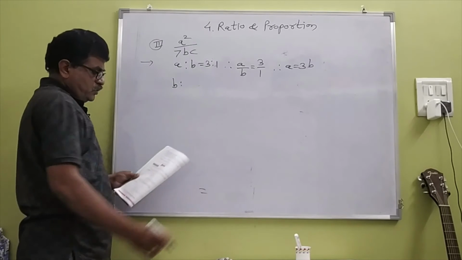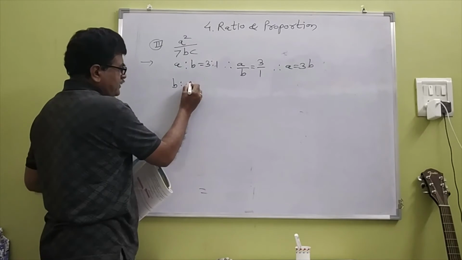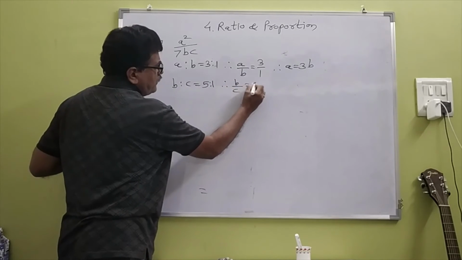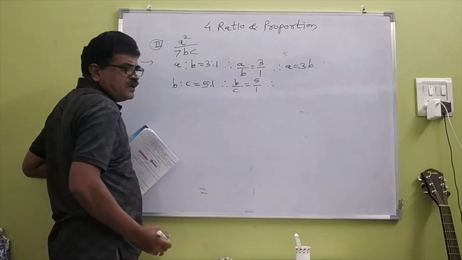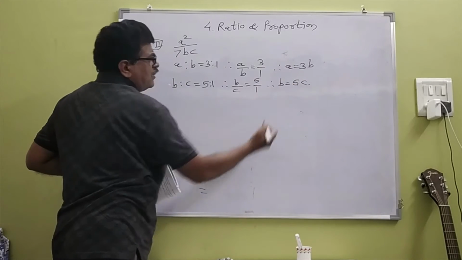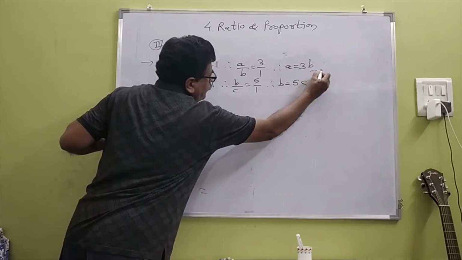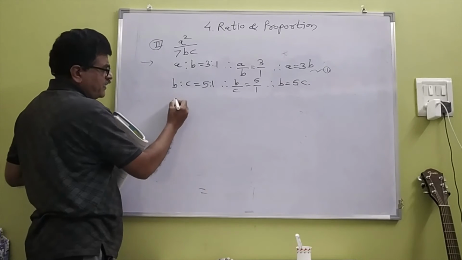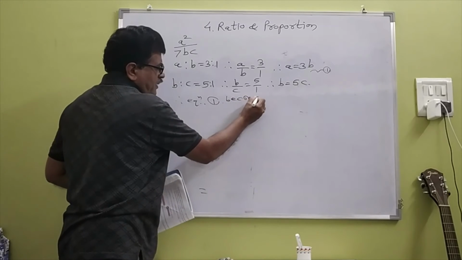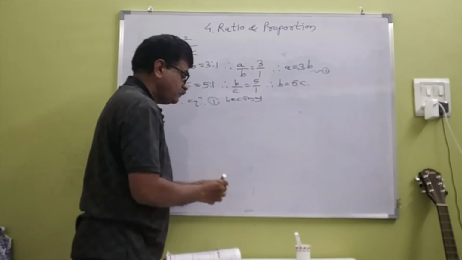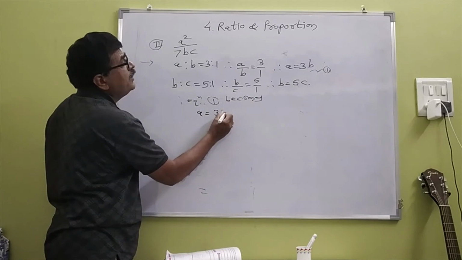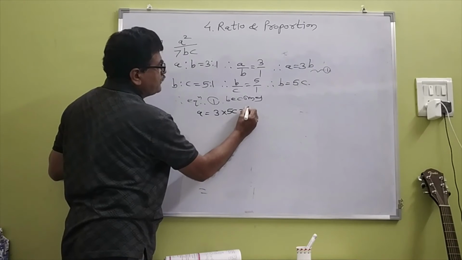B is to C is equal to 5:1. Therefore, B upon C is equal to 5 upon 1. Taking cross multiplication, B is equal to 5C. Now, write down value of this A in the form of C. Therefore, equation 1 becomes. Now, A is equal to 3 into value of B is 5C is equal to 15C.